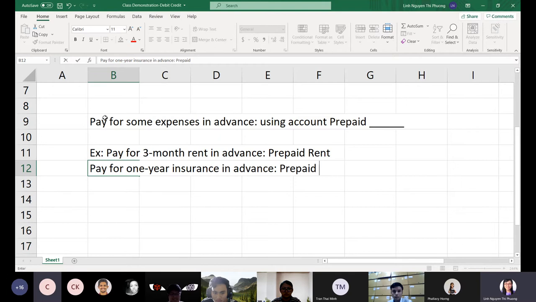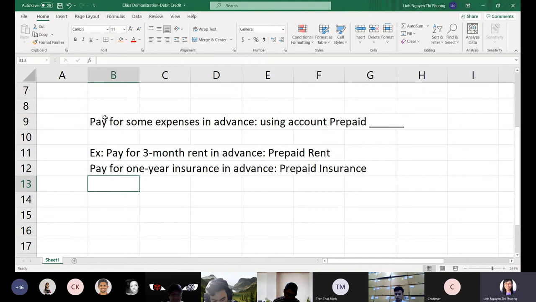Expense. Prepay expense. Specific name, please. Prepay insurance. Okay, prepay insurance. So when you pay for something before you use it, we call it prepay rent or prepay insurance, prepay expenses.